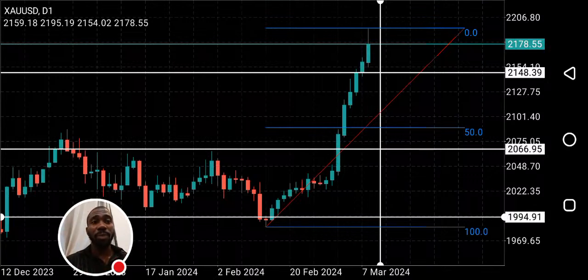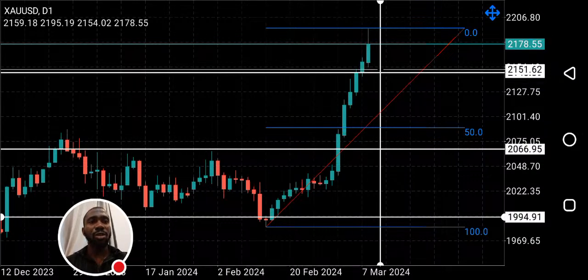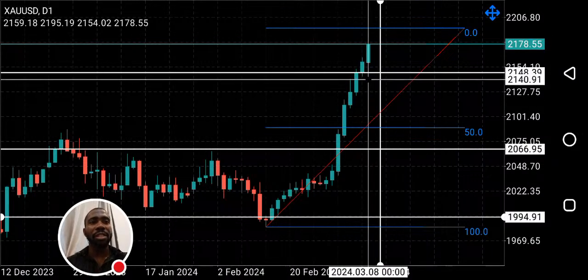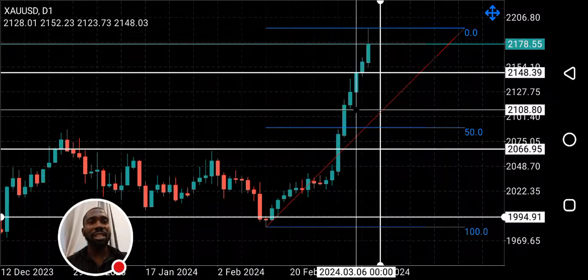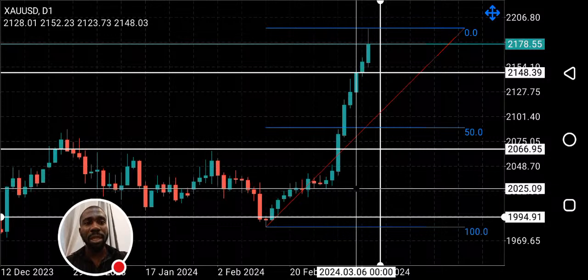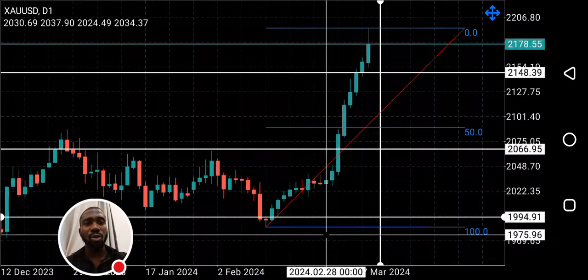If you buy from the current market price, where do you want to set your stop loss? Just tell me. If you set your stop loss here, they can easily hunt for it. If you set it here, they can easily hunt for it. The best place to set your stop loss will either be this low or this low. So do you want to take the risk?